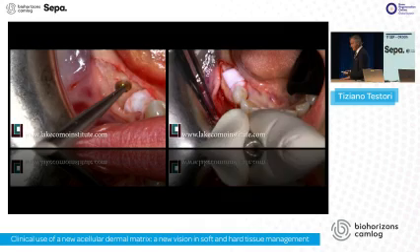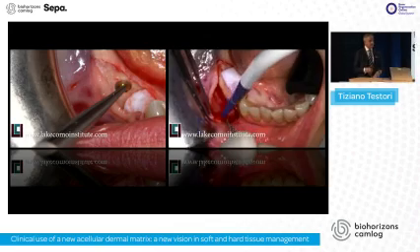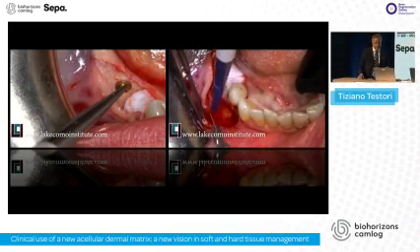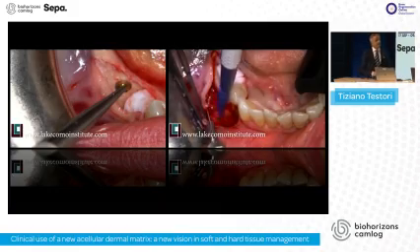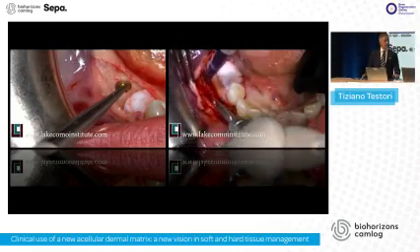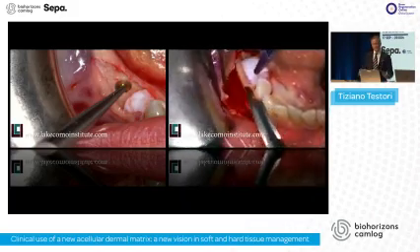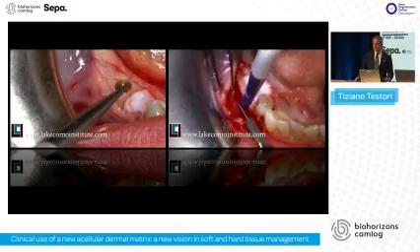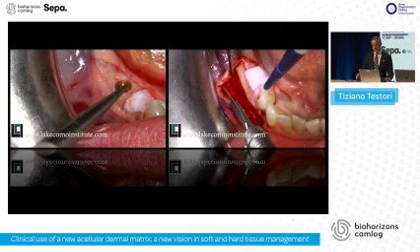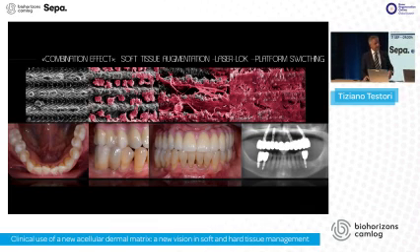In this case, we are doing the periosteal releasing incision later on during the surgery, and then we cover everything, and then we are going to uncover the implants later on after having managed the soft tissue in terms of height and thickness. What we call the combination effect, that, as I said, realigns the mucogingival junction and gives a thick tissue.